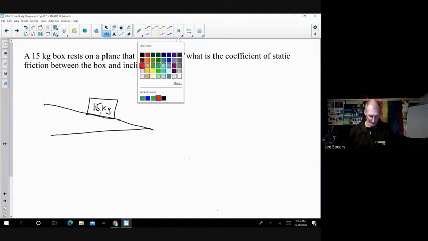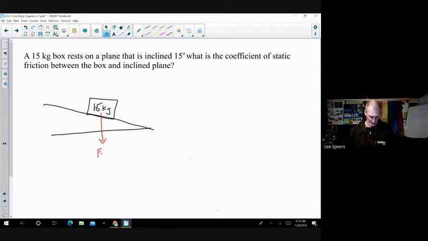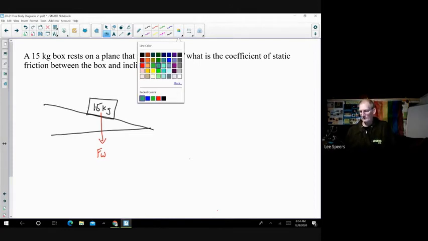Okay, our first force acting is the weight force. Of course, since the box is sitting on the inclined plane, we have a friction force holding it in place.